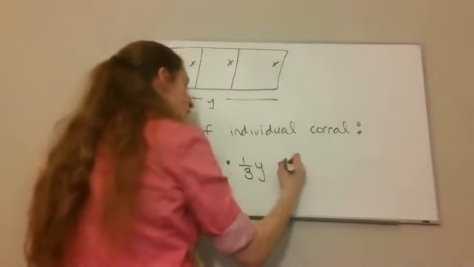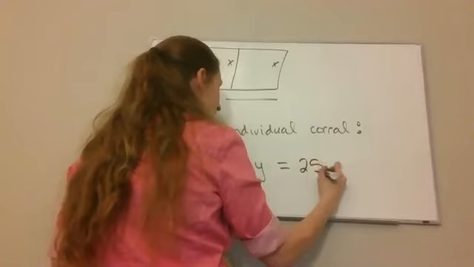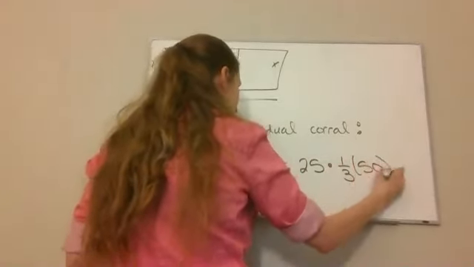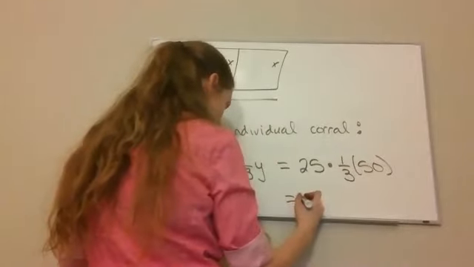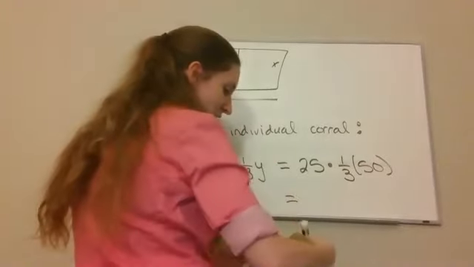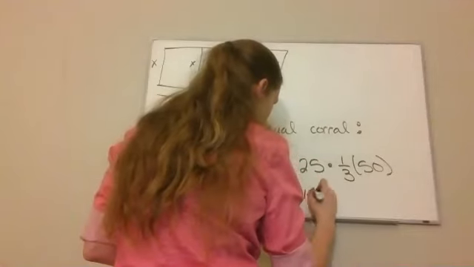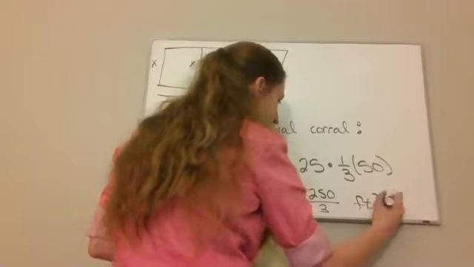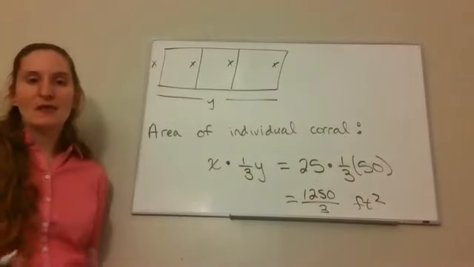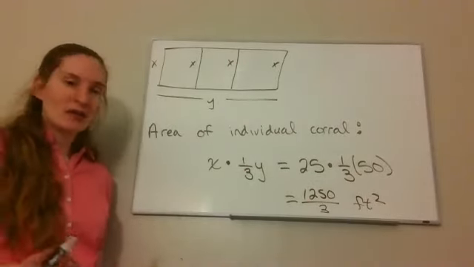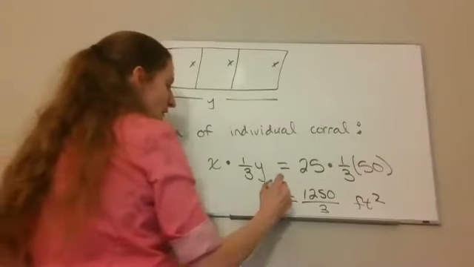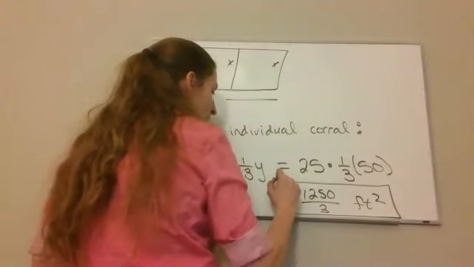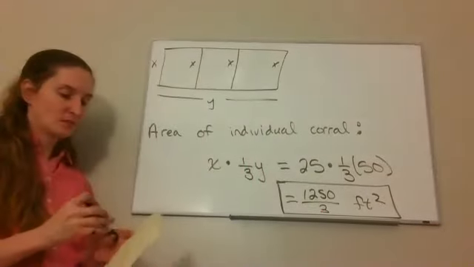So then I just have to plug in the values I found. X was 25, y is 50, and when I plug all of that in, I get 1,250 over 3 square feet, which if I put that in decimal form, is about 416.7 square feet. That's the maximum area for one of these corrals.